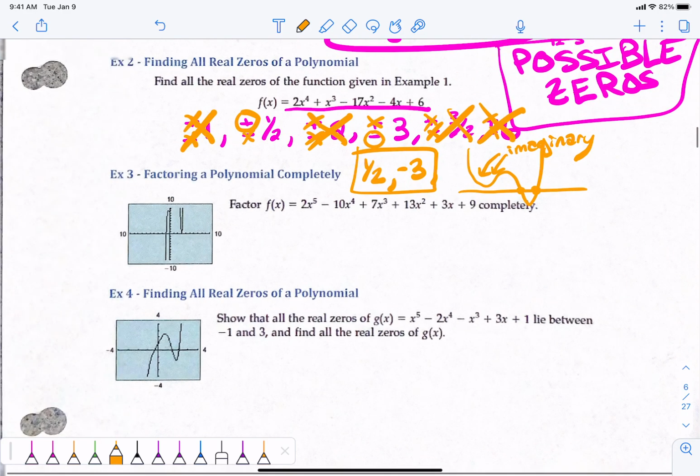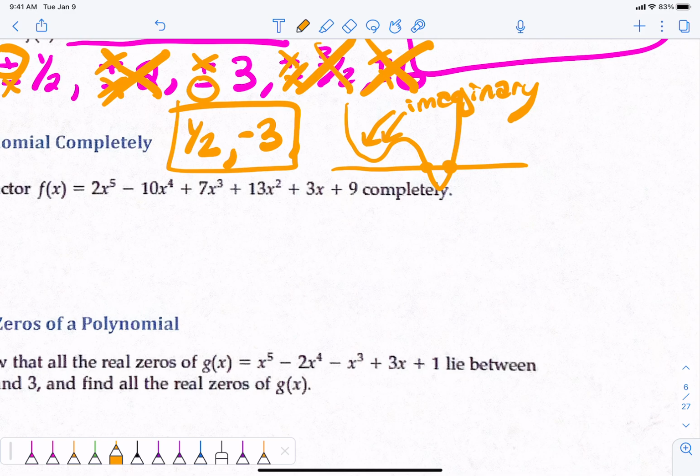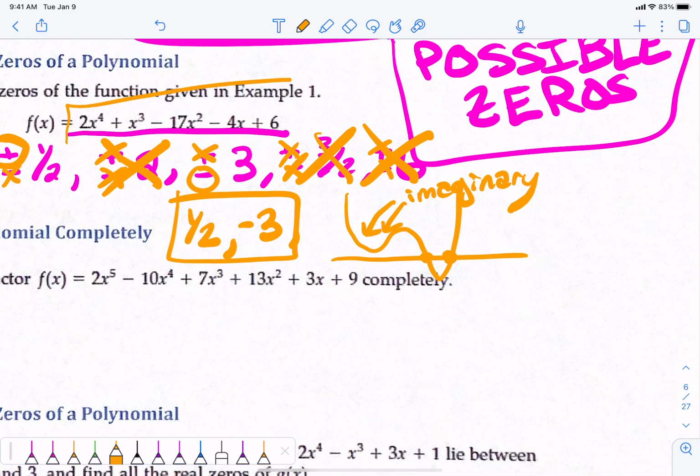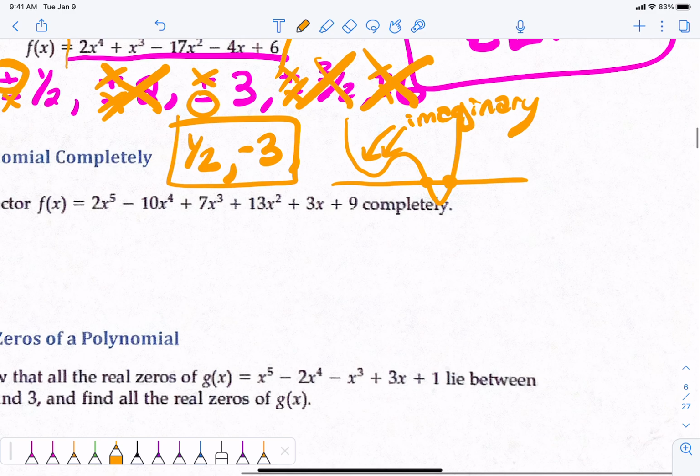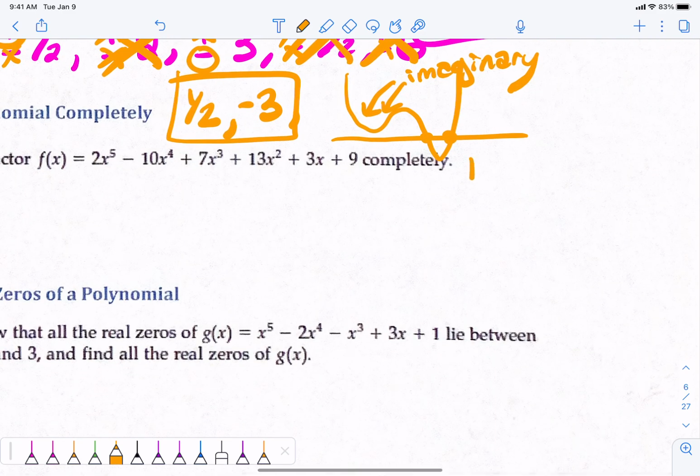I'm going to take up this whole page for one problem. What we're going to do is start with this function right here and use synthetic division to divide off the 2 that we know work. We're going to divide off those 2 that work perfectly. Which one do you want to do first, 1/2 or -3? -3. Okay.